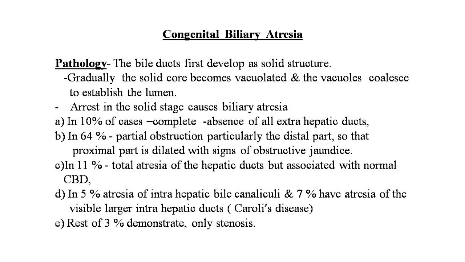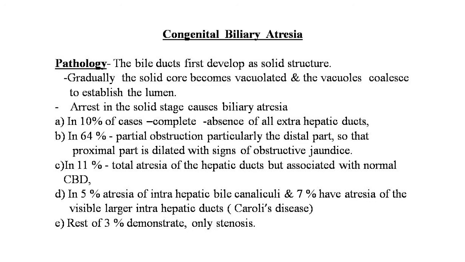Now, congenital biliary atresia: what is the pathology behind this? The bile ducts first develop as a solid structure. Gradually the solid core becomes vacuolated and the vacuoles coalesce to establish the lumen. Arrest in the solid stage causes biliary atresia.